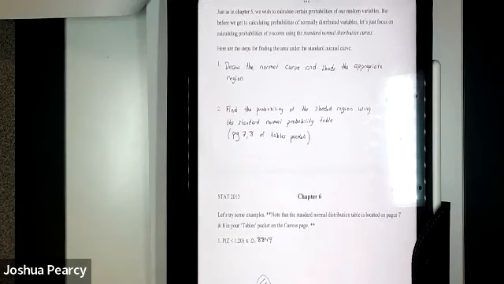Just as in chapter 5, we wish to calculate certain probabilities of our random variables. But before we get to calculating the probabilities, let's focus on calculating probabilities of z-scores using the standard normal table. What in the world does that mean? So your standard normal table will tell you, based on the z-score, what's the probability that it falls below that z-score?